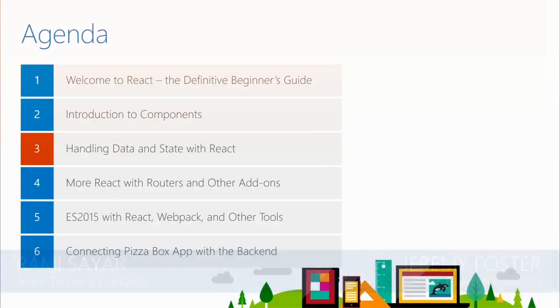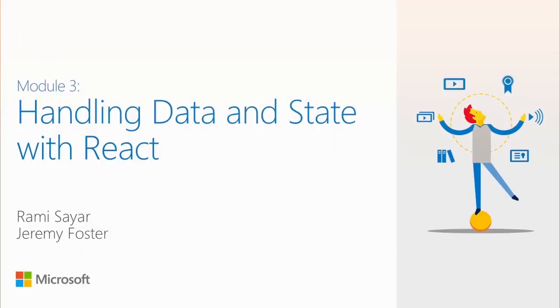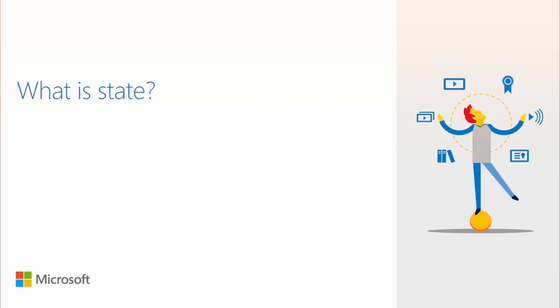We're now in Module 3, and this is a little glimpse of our agenda, so we're moving right along here. We got an introduction to the framework overall, and then we looked at components. Now we're going to talk about data and state. This is Module 3, handling data and state with React.js. Very important topic. Maybe we should start off with a definition of what state is.